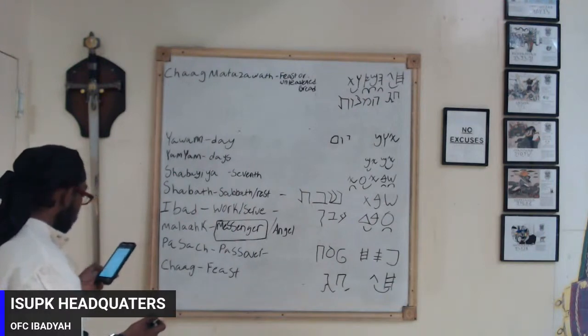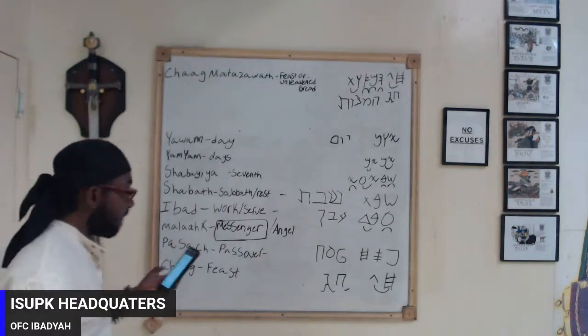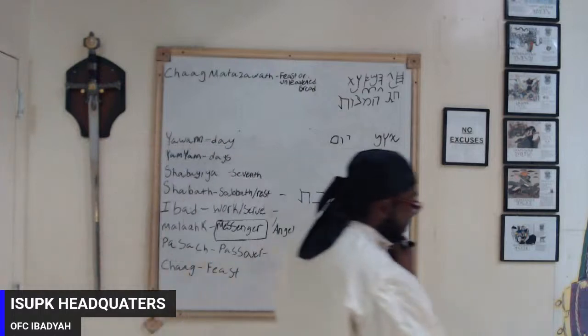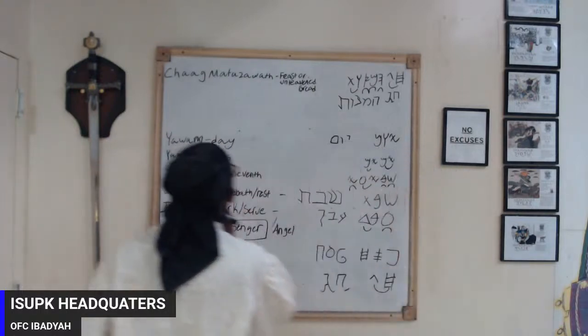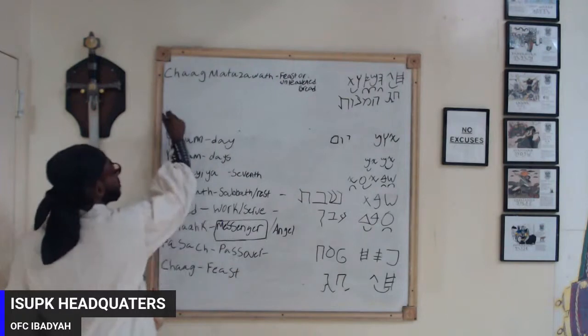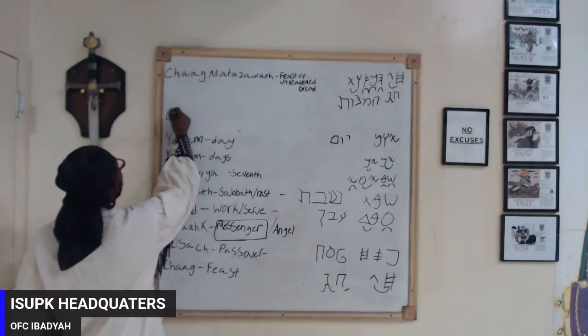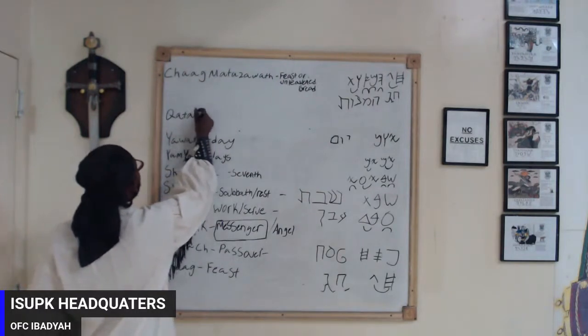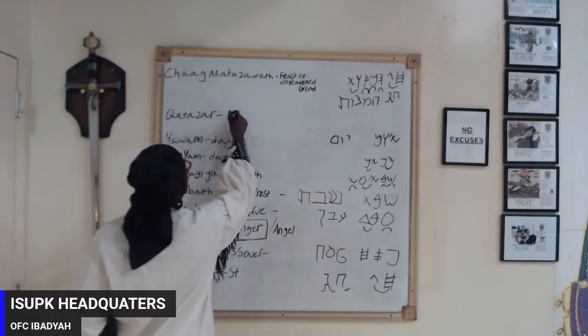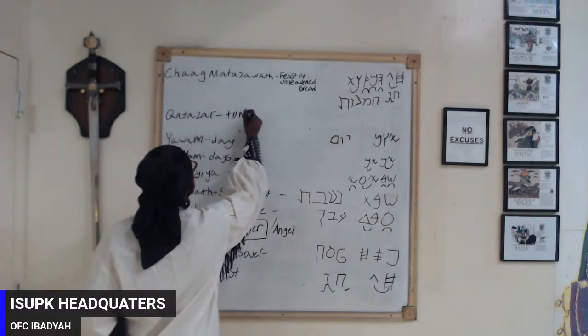For time's sake, we're just going to get the one we need, okay? Quatazar, I'm going to give you two more. Yeah, I'll give it to you. Quatazar, to harvest.